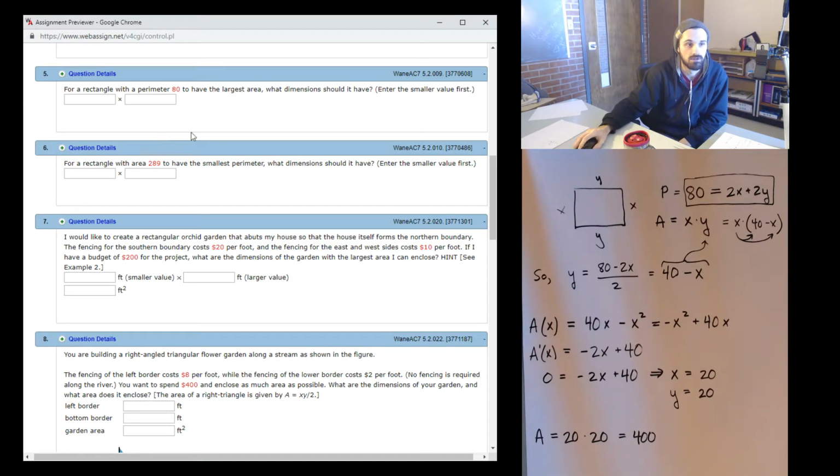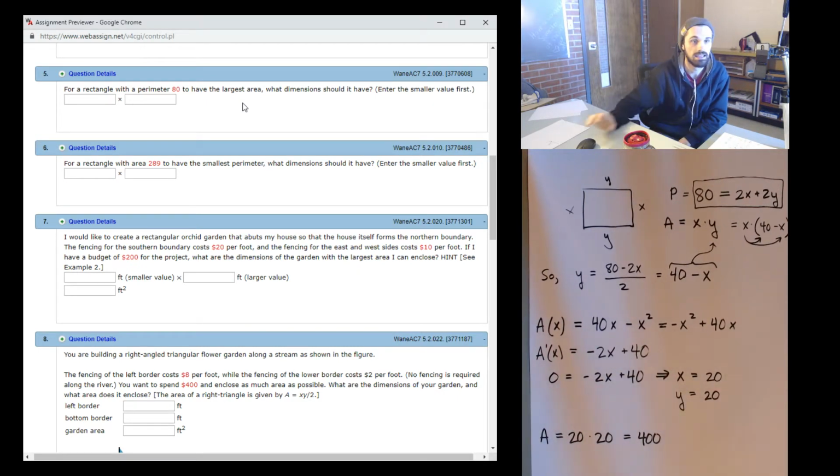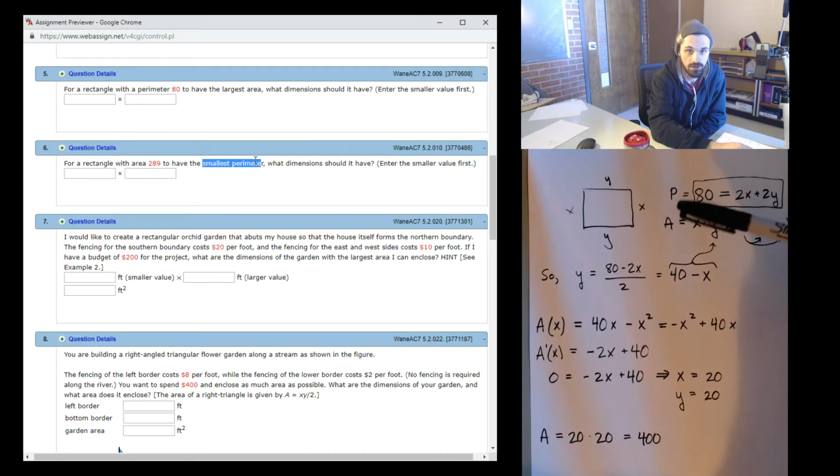All right, I will let you tackle 6. 6 is very similar to 5, the one we just did. However, in 5, we were maximizing the area, so it was the area that we took the derivative of. In number 6, you are going to minimize the perimeter, so you'll want to differentiate the perimeter equation.